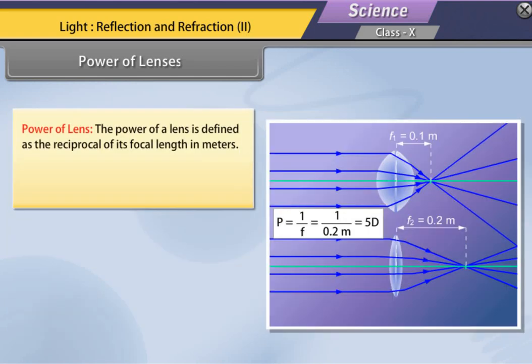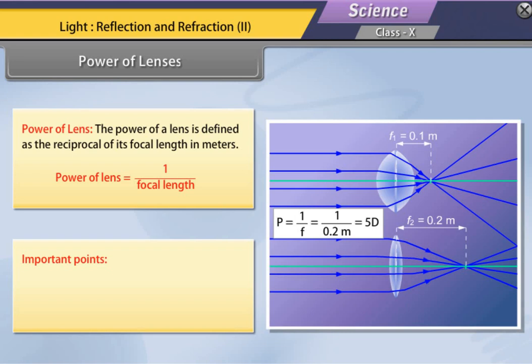Power of lens. The power of a lens is defined as the reciprocal of its focal length in meters. Power of lens is equal to 1 upon focal length. Important points: The power of convex lens is positive. The power of concave lens is negative.